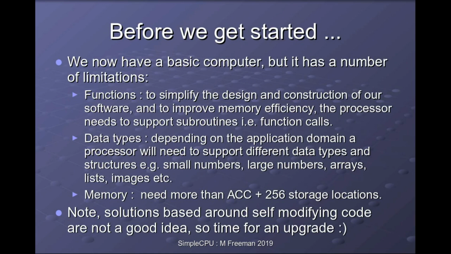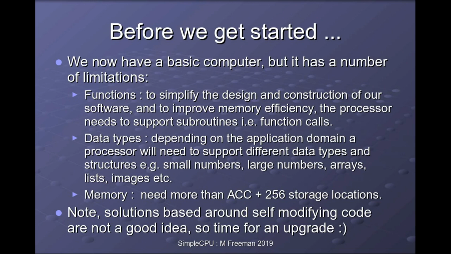So with our simple CPU version 1A, we do have a functioning computer. We can program it to perform certain tasks, but we really need to add some additional features to make it more practical. One of the main ones is subroutines. We can implement those using self-modifying code, a wheel, a jump, but that's not really a practical solution. Self-modifying code is never a good idea. So we need to add some hardware, some mechanism to allow the processor to call subroutines, to call functions, to reuse software blocks to help improve our memory efficiency.